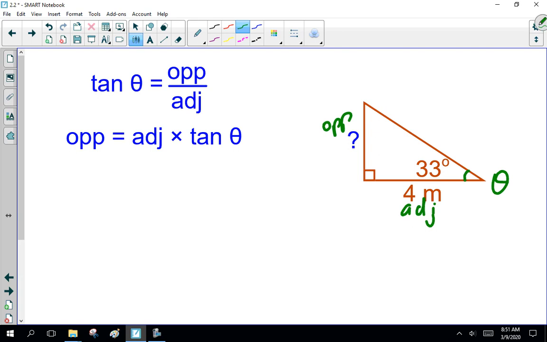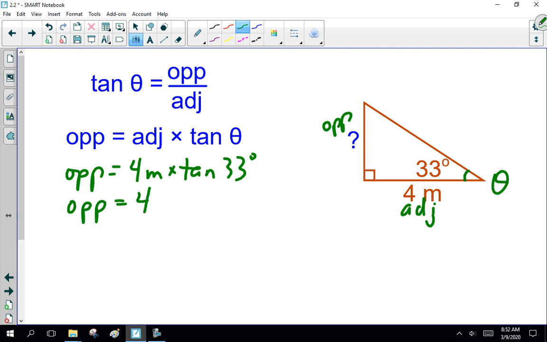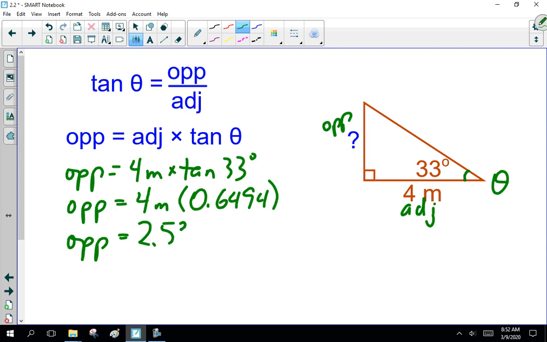All right, welcome back. So opposite equals adjacent, 4 meters, times tan of 33 degrees. And notice I'm showing all steps. Tan of 33 is 0.6494, times 4 is opposite, 2.597, 2.6 meters. All right, so far so good.